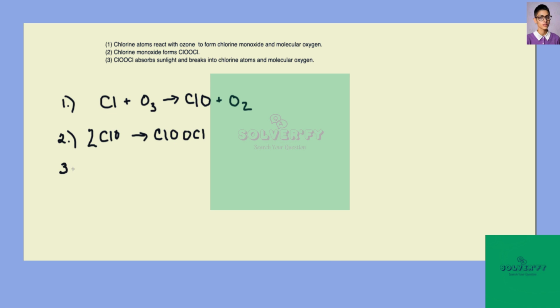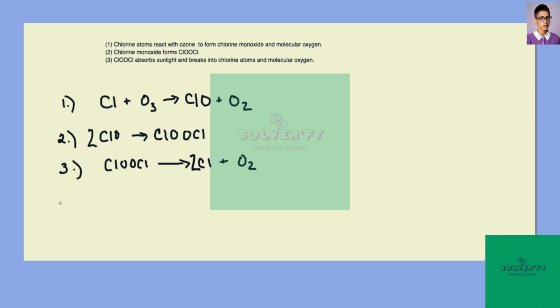Finally, in the third step of this process, take the intermediate that we made in step 2, and it breaks apart to make chlorine atoms, which again are Cl, plus molecular oxygen, which is O2. Again, this needs to be balanced because while there are two oxygens on both sides, there are two chlorines on this side and only one on this side. So the equation for each step is written as follows.